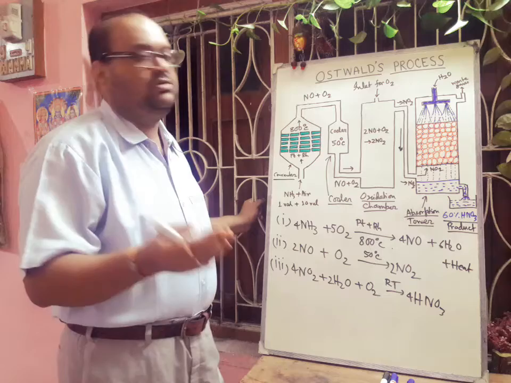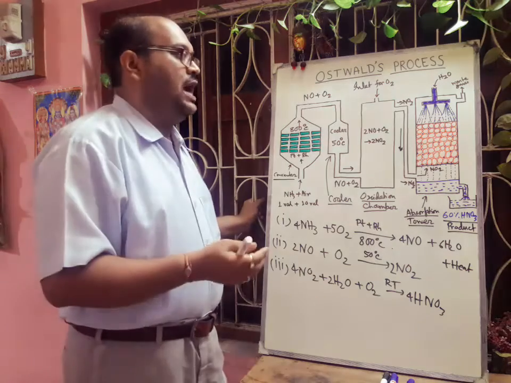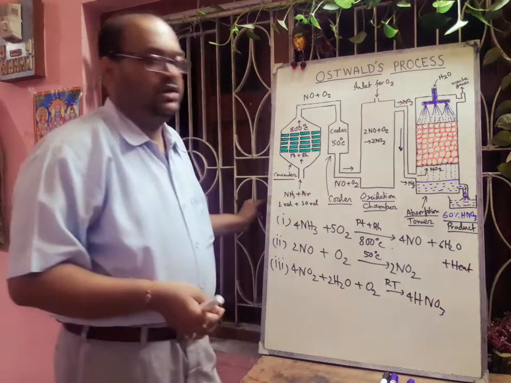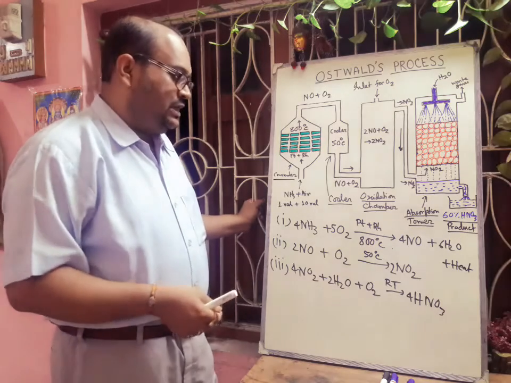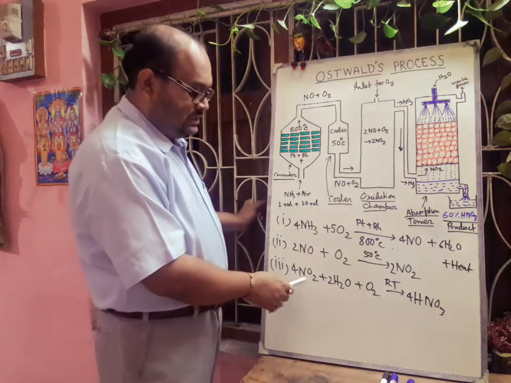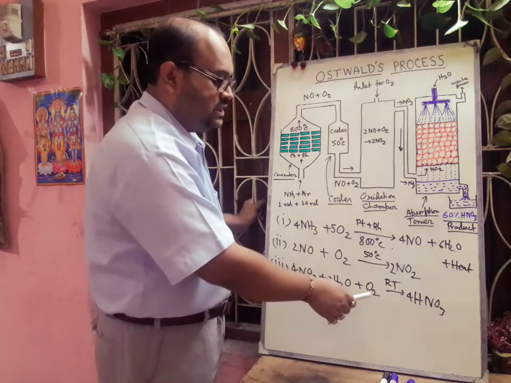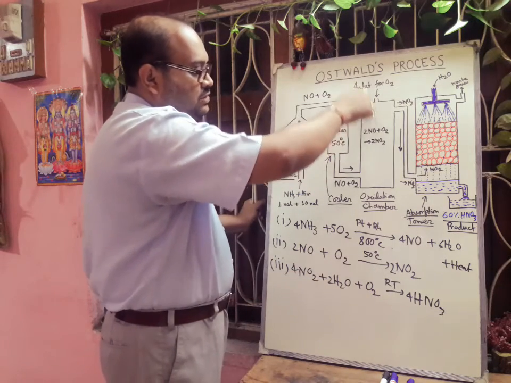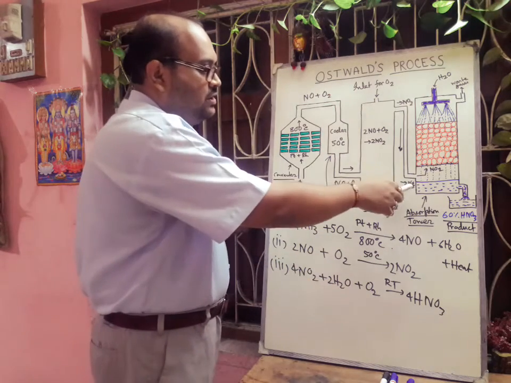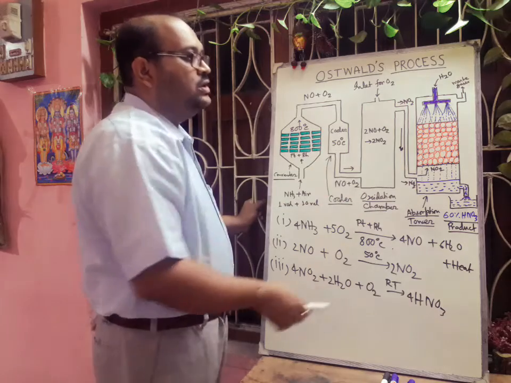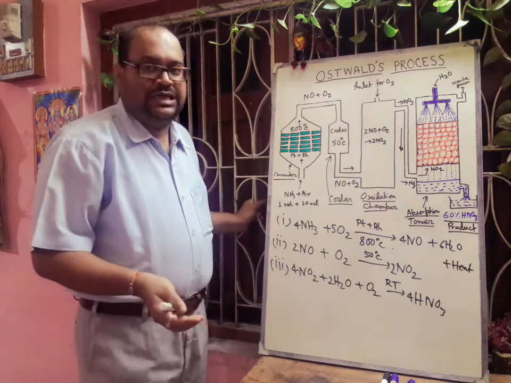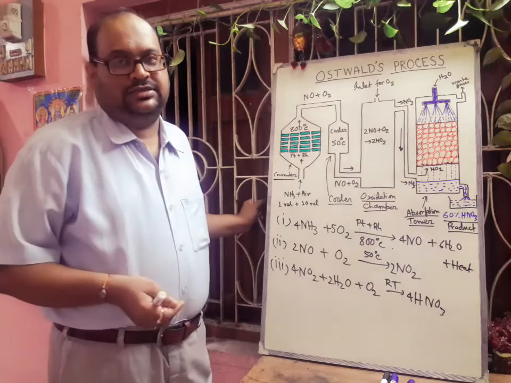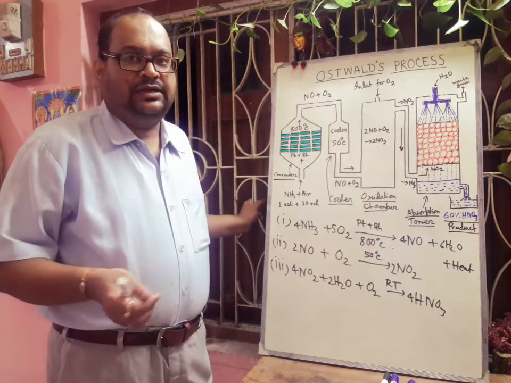Slowly, very slowly, the nitrogen gas will go up and react with the water coming from the top. Then there will be this reaction: nitrogen dioxide, water and oxygen. Oxygen is there, we are passing oxygen through this inlet pipe, and a mixture of nitrogen dioxide with oxygen is going in. So in presence of oxygen, that nitrogen dioxide will convert into nitric acid.